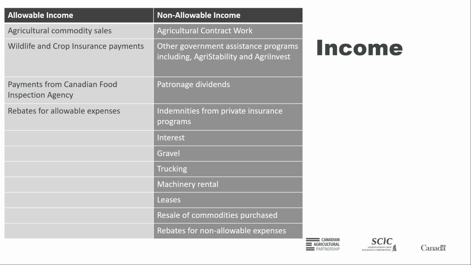One thing we do want to bring to note here is the private insurance on the non-allowable column. Indemnities from private insurance programs. Effective for the 2020 program year, any payments from private insurance programs like hail insurance, for example, Global Ag Risk Solutions, if you have a benefit from that extra private insurance that you purchased, AgriStability does not count that as allowable income anymore, effective for the 2022 program year going forward. So that was an improvement to the program that came in.